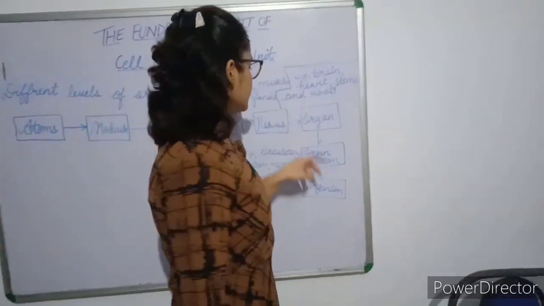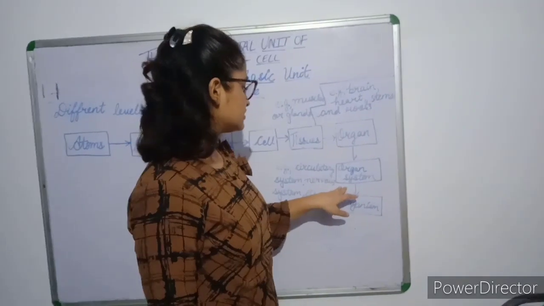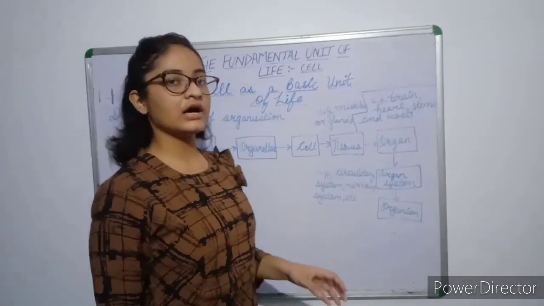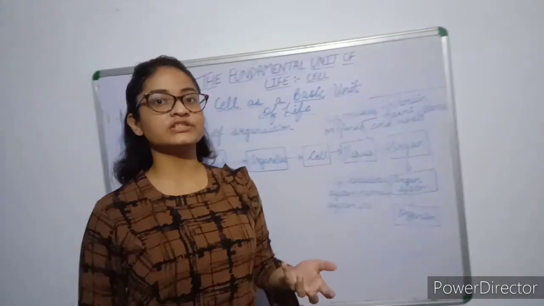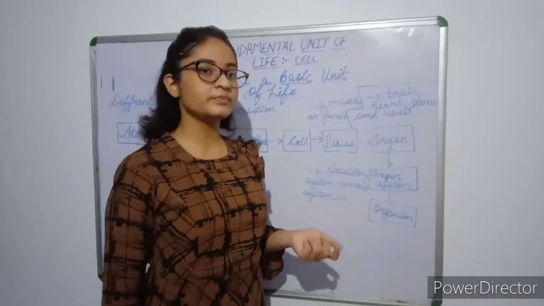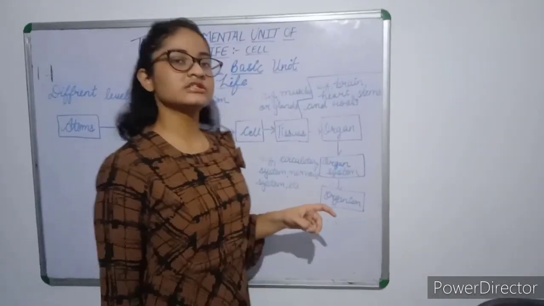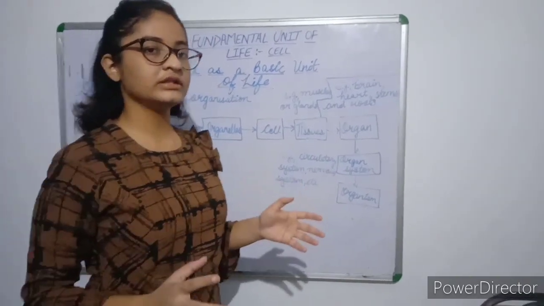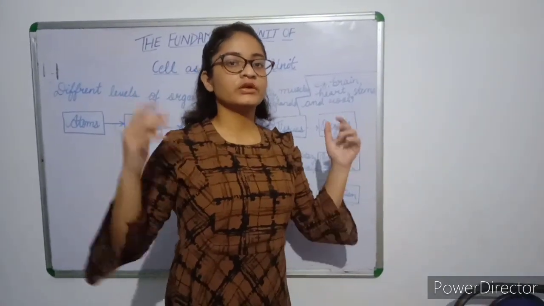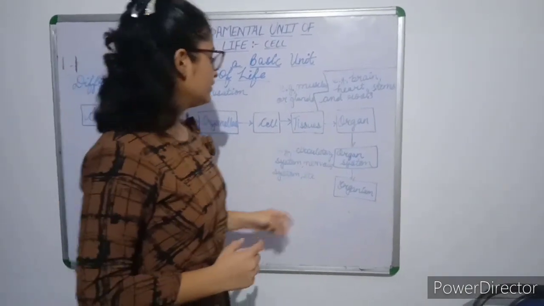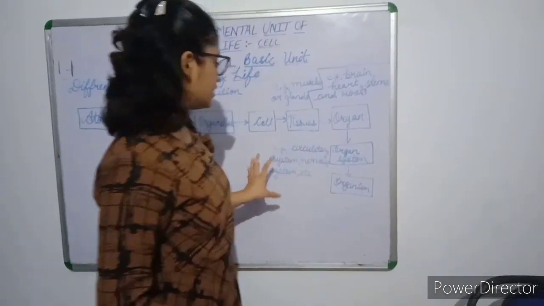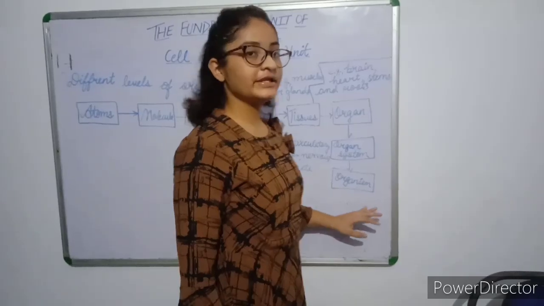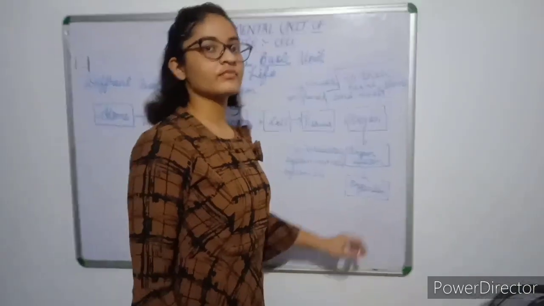Now, when organs aggregate, they form an organ system. In organ systems, we have our circulatory system, in which the heart pumps blood, and the nervous system, the control and coordinating center of our body, the master system. And when all these organ systems accumulate, they form an organism.